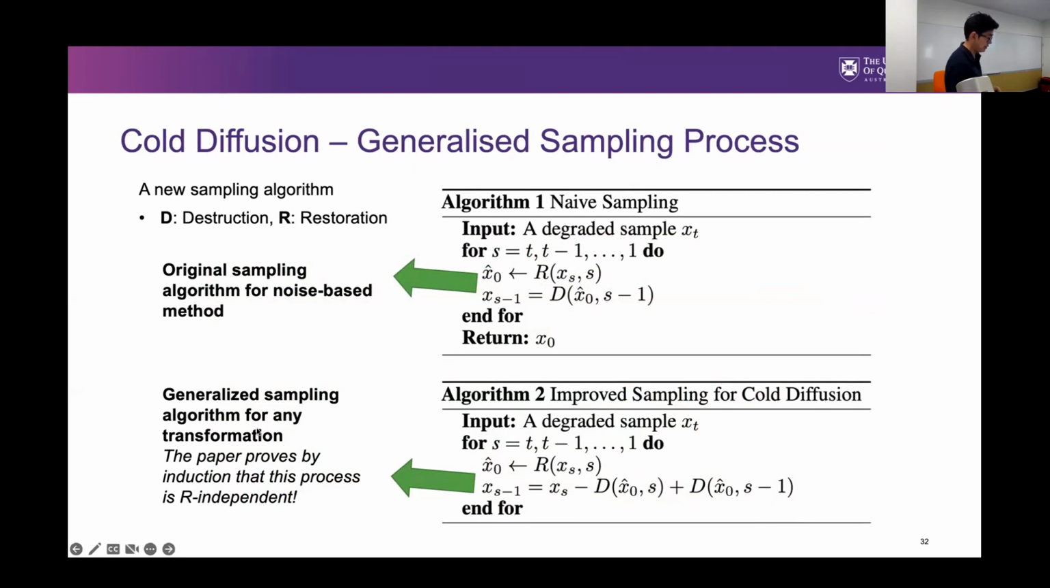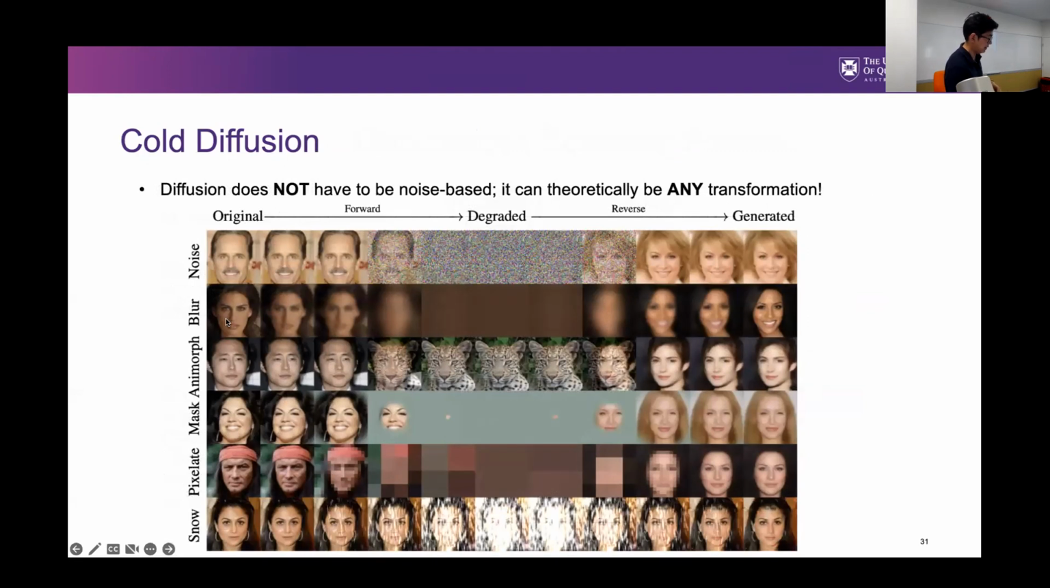But with that change, we can use any process, any transformation. And they've also proven by induction that this process eventually becomes independent of our transformation. So that explains why we can have any transformation possible. So it opens the door to the question: what transformation can we design? Because noise itself might not make sense in all application areas. Could there be transformations that make more sense for the application?